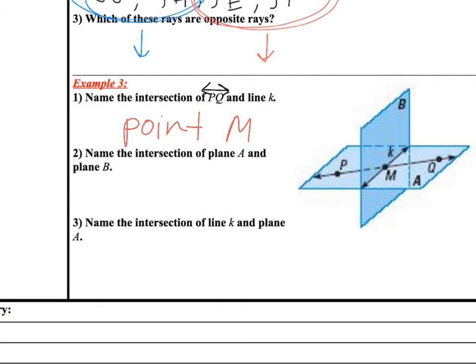Okay, name the intersection of a plane. So plane A, which is this flat one here, and plane B. So where do plane A and plane B cross? So yes, they cross at point M, but you're thinking too small. Look at the line. They cross at line K. So I would say it crosses 2 places, right? It crosses at point M would be the smallest thing you could say, but it's all the points that they share. They share all of the points on line K.